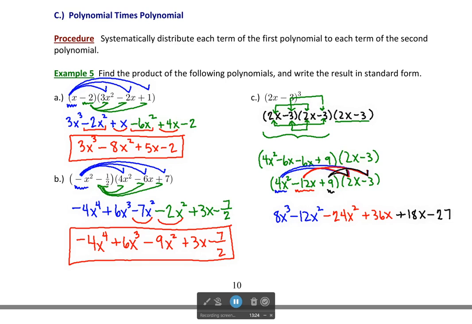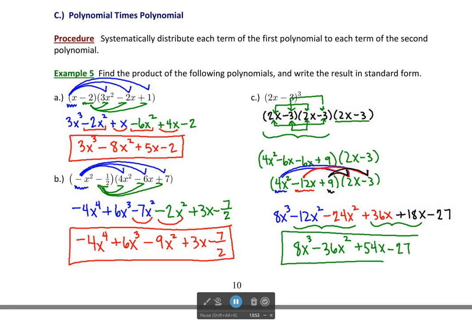And we'll finish by combining like terms. So we begin with our highest powered term, 8x to the third power. Then we're going to combine our middle terms here. Negative 12x squared minus 24x squared. That gives us negative 36x squared. Combining our x terms, we have 36x plus 18x. That gives us plus 54x. And our constant term, negative 27.